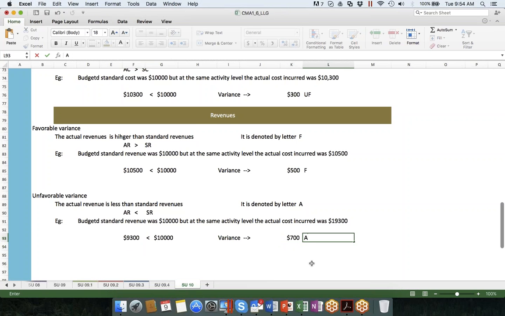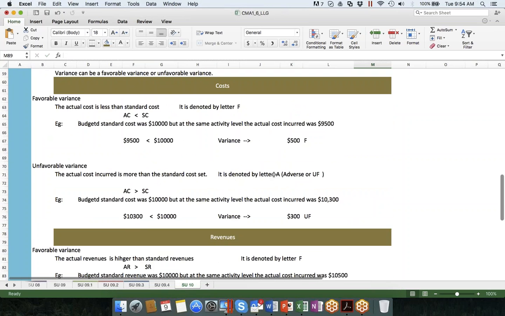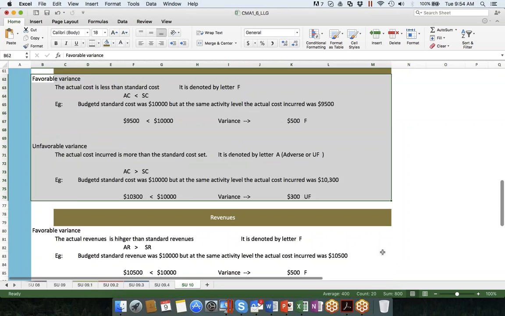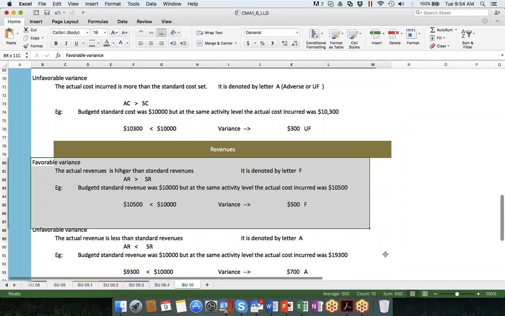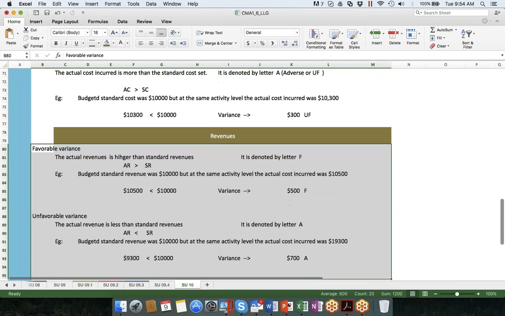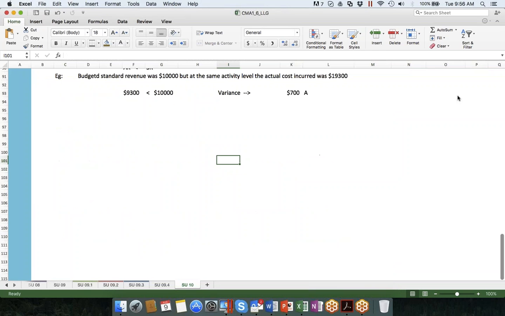So in the case of revenues, the actual should be higher, whereas in the case of cost, the actual should be lower, because these are all our expenses, whereas these are all our revenues which will improve the profit if actuals are more. So in the case of revenues, please think the other way. In the costs, the actual should be less.